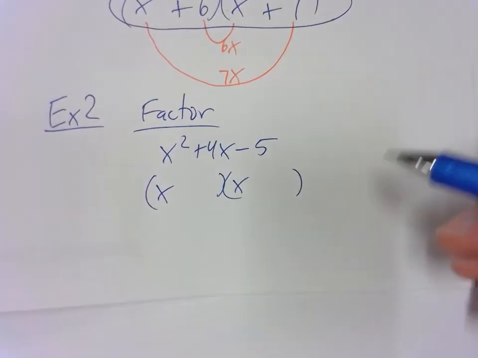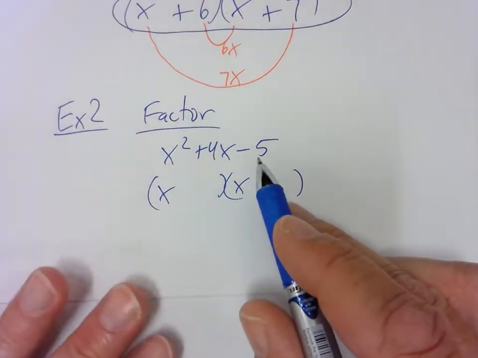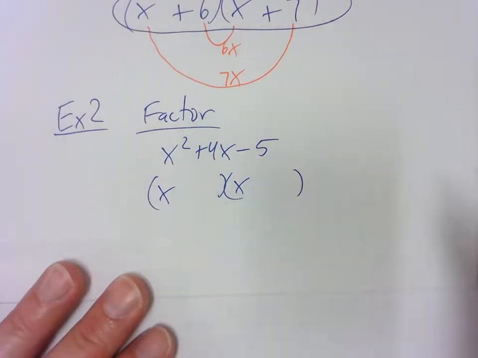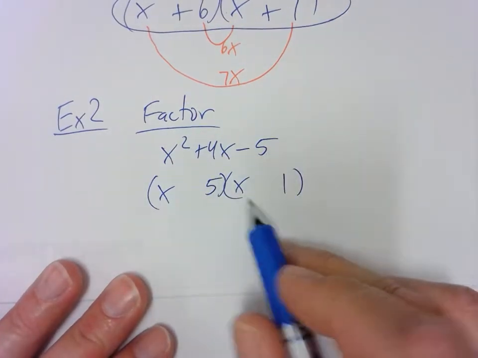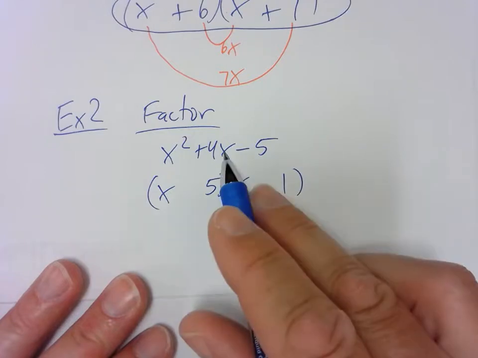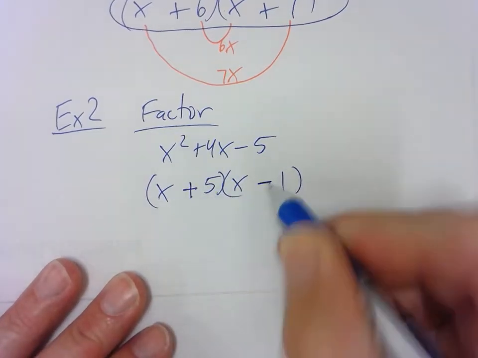So 5 is much easier to work with, because not only is 5 odd, but 5 is a prime number. So 5 times 1 is 5. Now I need 4 in the middle. If I add these, I get 6, but if I subtract them, I get 4. This needs to be a positive 5 and then a negative 1.